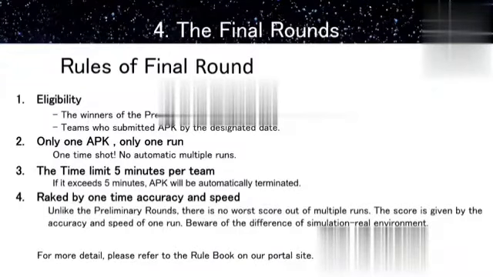Fourth, ranking is determined by the accuracy and the speed of one-time run. Unlike the preliminary round, there is no worst score out of multiple runs. The score is given by the accuracy and speed of one run. Beware of the differences between simulation and real environment.